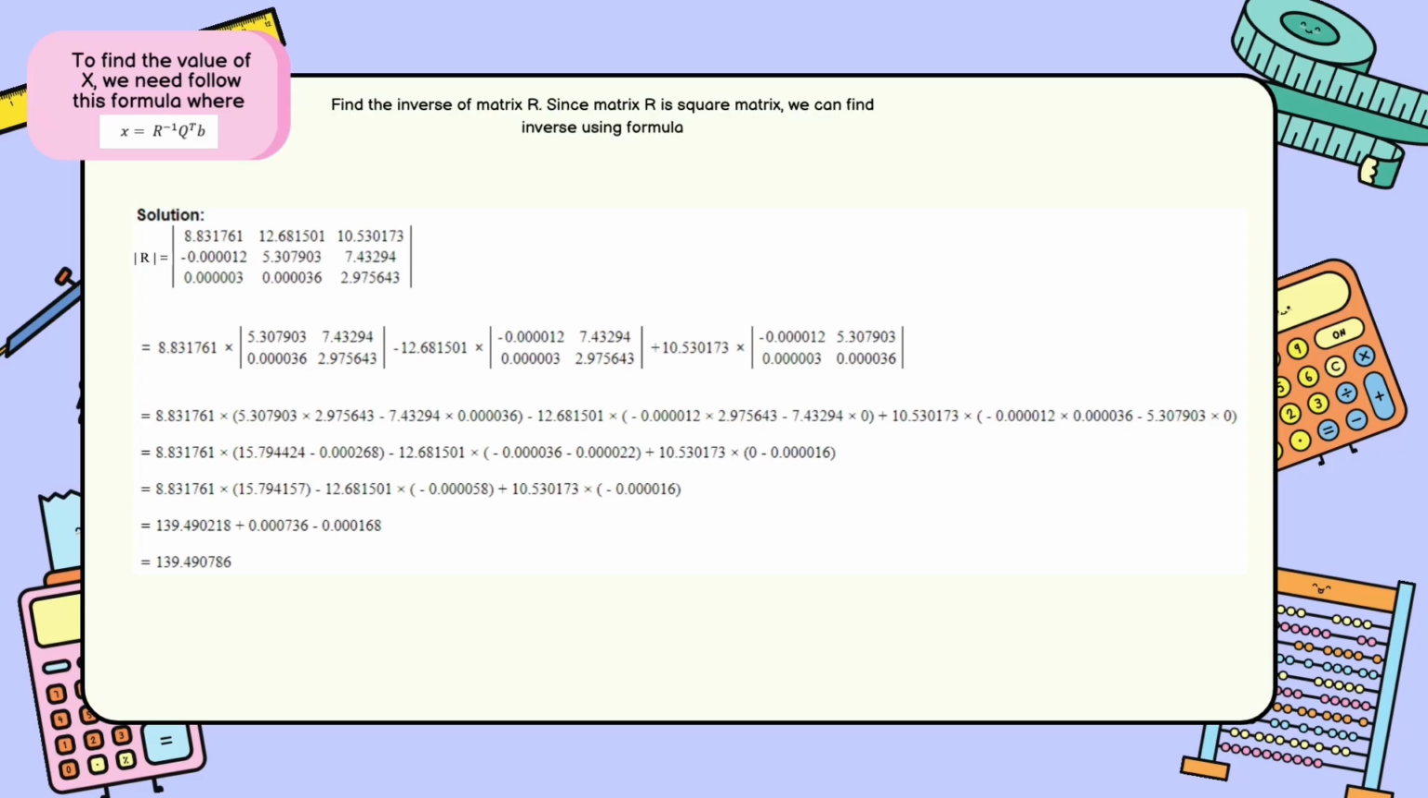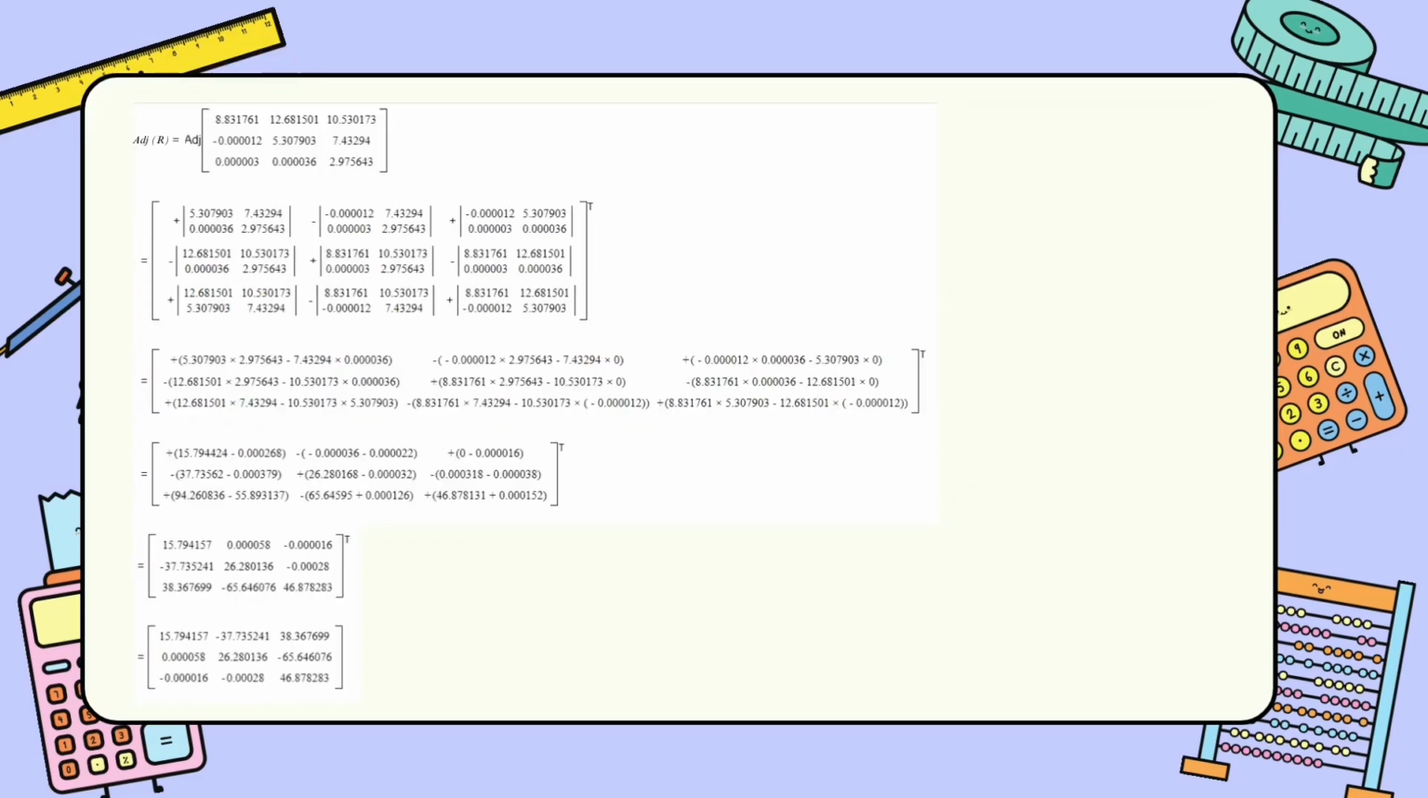Next, we need to find the adjoint of matrix R. This is how we perform it to find the adjoint of matrix R. Don't forget to take the adjoint of R at the end of this step. We need to be careful about the plus and minus signs inside the matrix when performing the adjoint. Okay, so this is the adjoint of matrix R as shown on the slide.